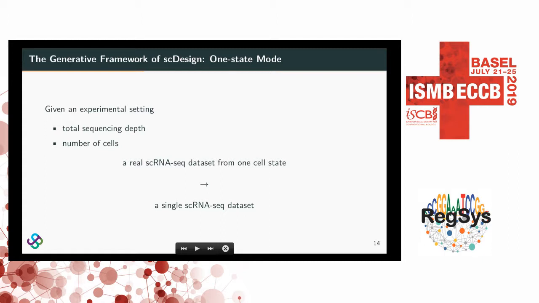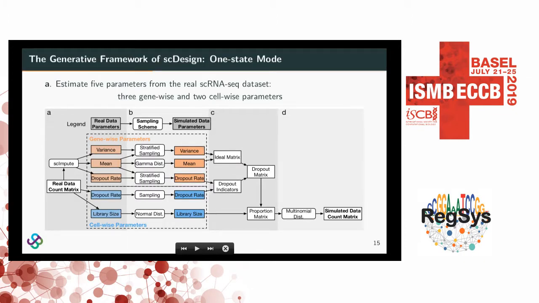If we input one real single-cell data set from one cell state, then we will output a single-cell RNA-seq data set. So this is the diagram of our framework. The first step is that we estimate 5 parameters from a real data set. They include 3 gene-wise parameters and 2 cell-wise parameters. For the gene-wise parameters, we have per-gene variance, per-gene mean, and per-gene dropout rate. For the 2 cell-wise parameters, we have per-cell dropout rate and per-cell library size.